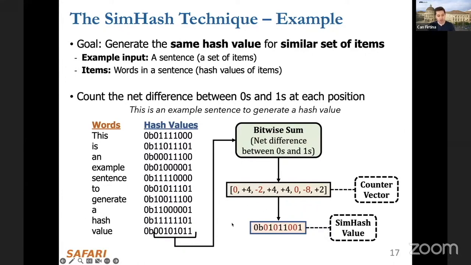And when we generate the hash value for a set, we use the counter vector, meaning we use all the items somehow to generate this particular hash value for a particular set.